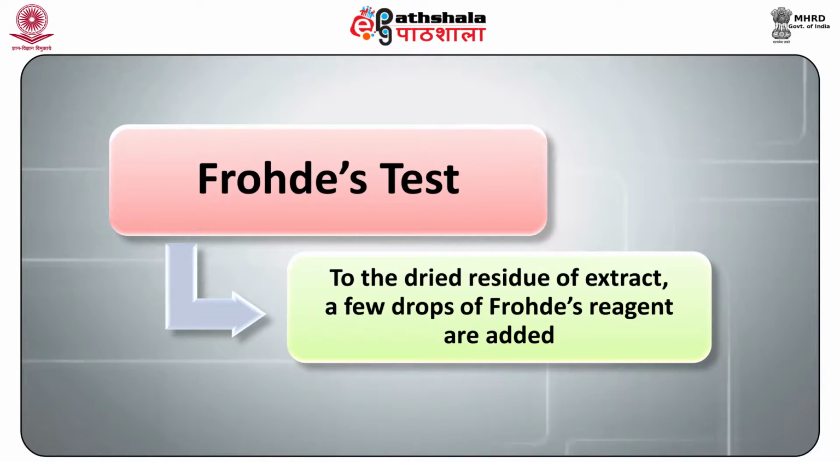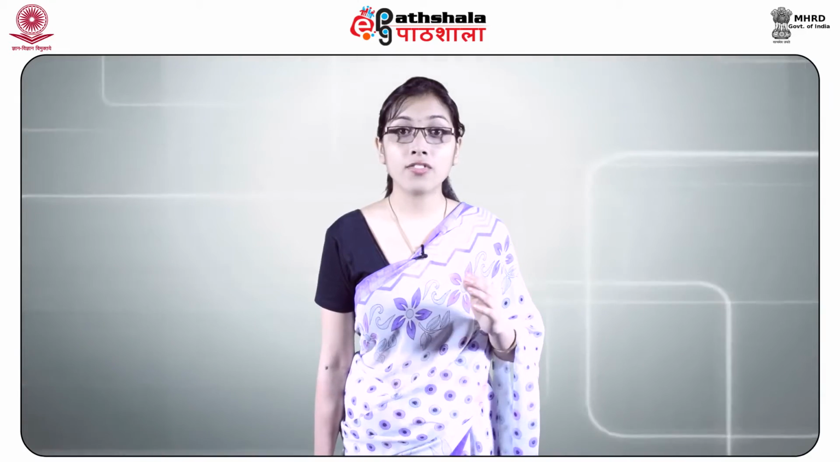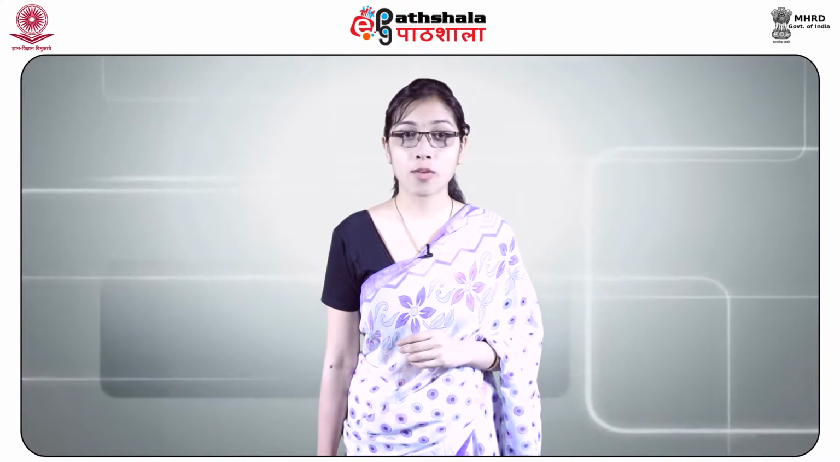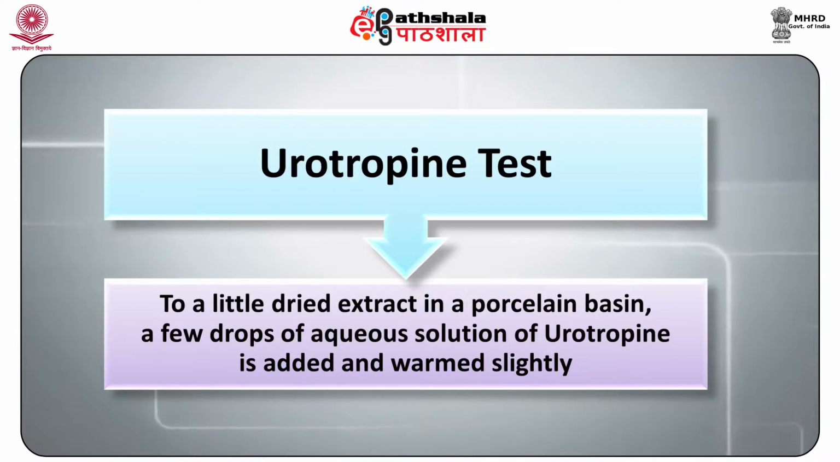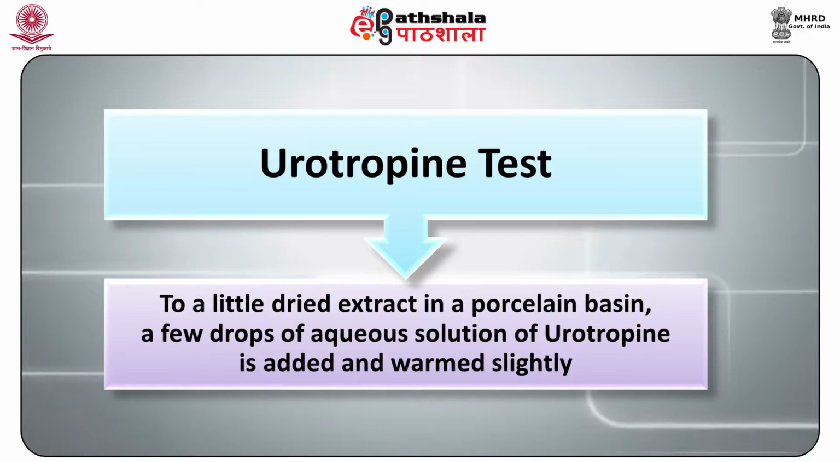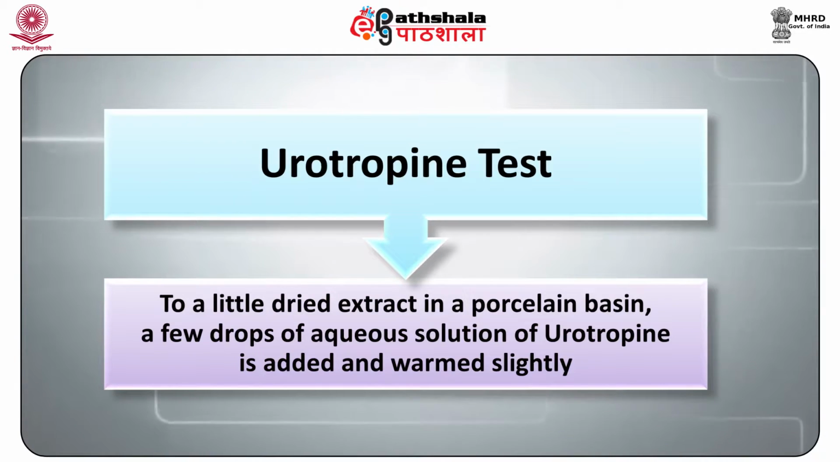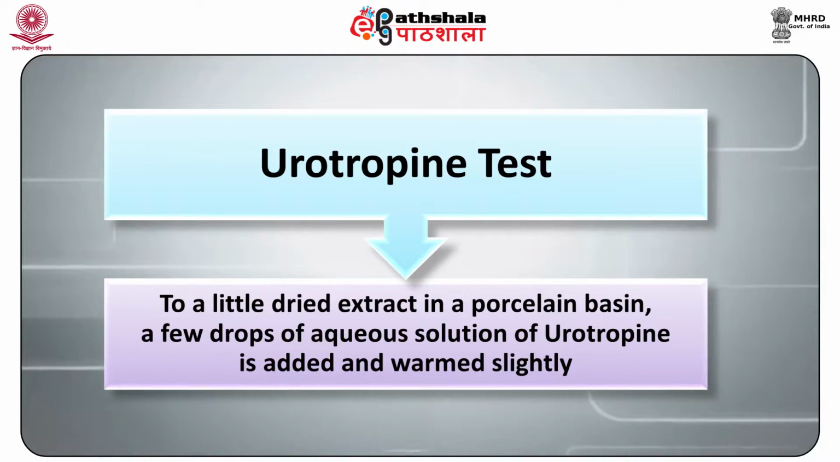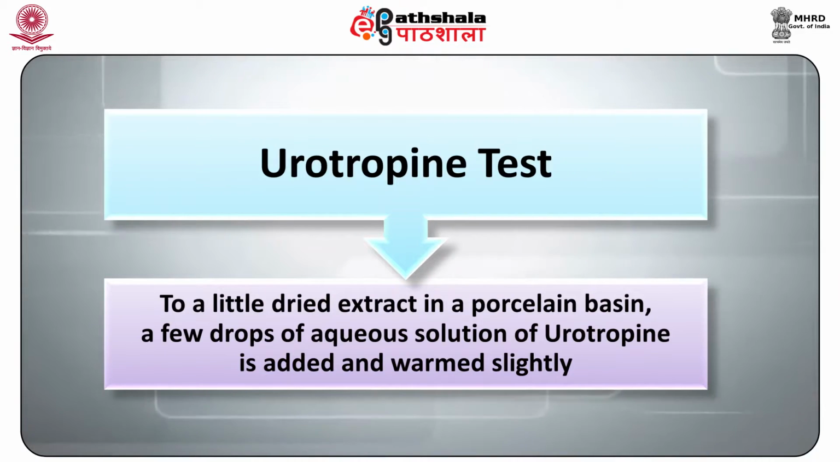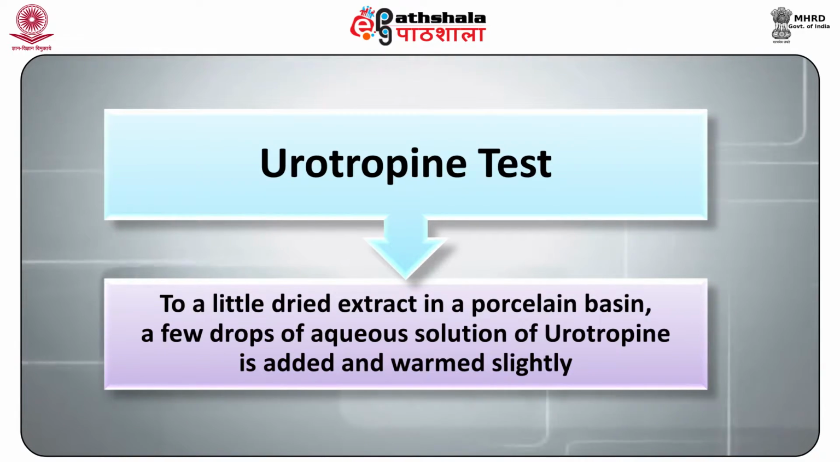Next is Froehde's test. To the dried residue of extract, a few drops of Froehde's reagent are added. A violet color changing to green and finally blue is observed. Next is the urotropin test. To a little dried extract in a porcelain basin, a few drops of an aqueous solution of urotropin are added and warmed slightly. A purple color changing to blue and then green is observed.